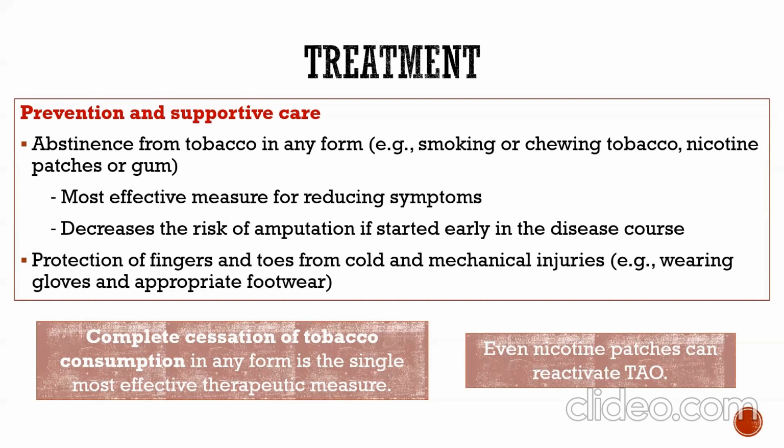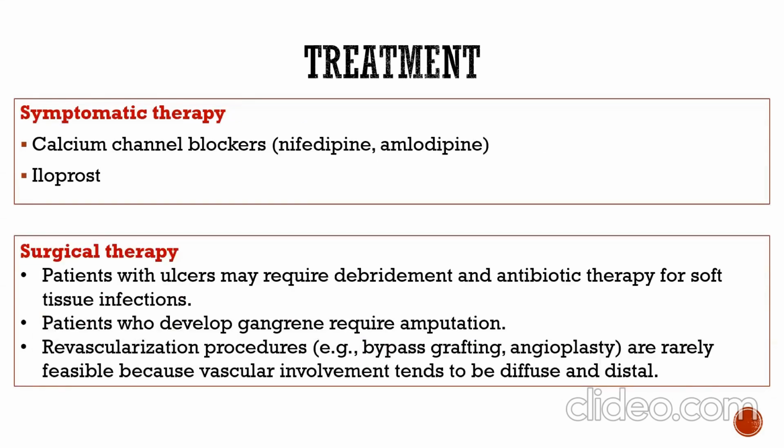Protection of fingers and toes from cold and mechanical injury, using gloves and appropriate footwear. Complete cessation of tobacco consumption in any form is the single most effective therapeutic measure. Even nicotine patches can reactivate thromboangiitis obliterans. Treatment: supportive symptomatic therapy includes calcium channel blockers, nifedipine and amlodipine, and iloprost.